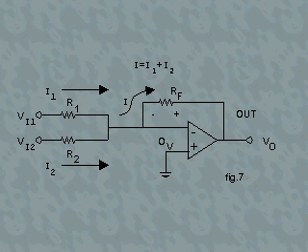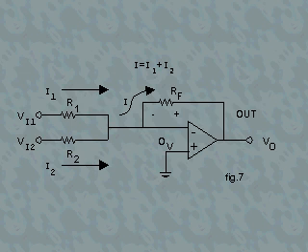The topic of this lesson is summing amplifiers. Let's first discuss the unity gain summing amplifier. A two-input summing amplifier is illustrated in the figure now shown. A summing amplifier has two or more inputs, and its output voltage is proportional to the negative of the algebraic sum of the input voltages.